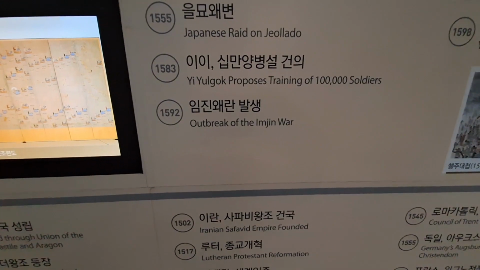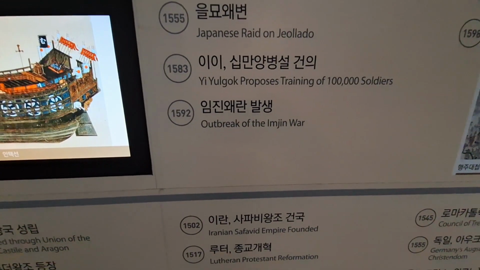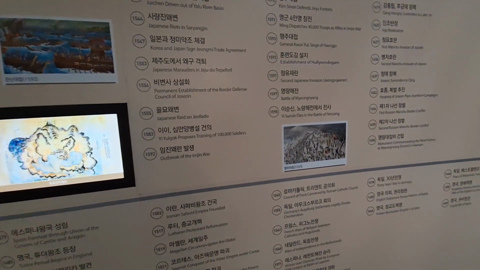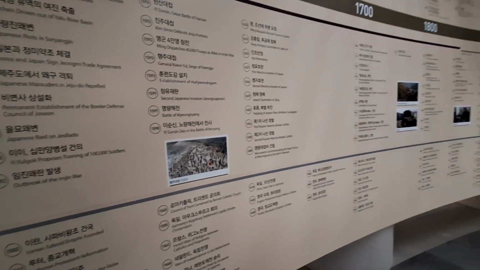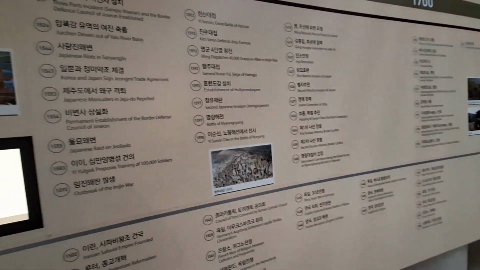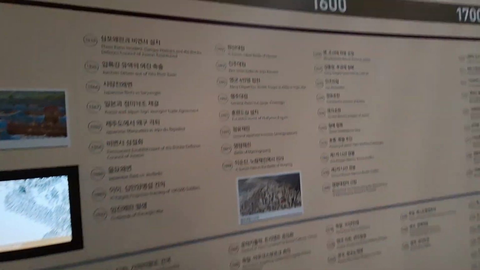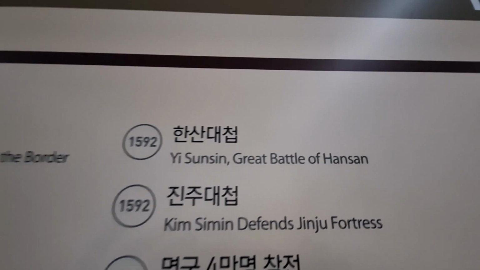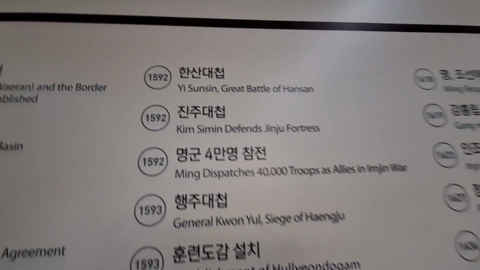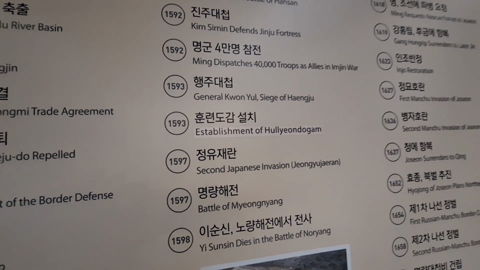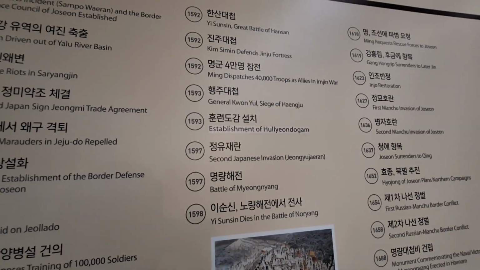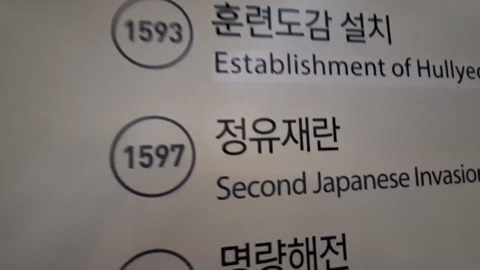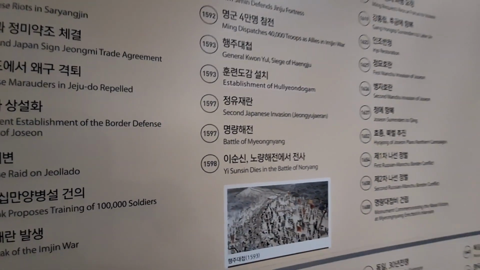Okay, in 1592 we have the outbreak of the Imjin War, which is the war in which Korea was invaded by Japan under the leadership of Toyotomi Hideyoshi. However, Admiral Yi, the greatest admiral of Korea, basically kicked out the Japanese within, I don't know, 20 years or so, and then Japan invaded again in 1597, and then they failed.